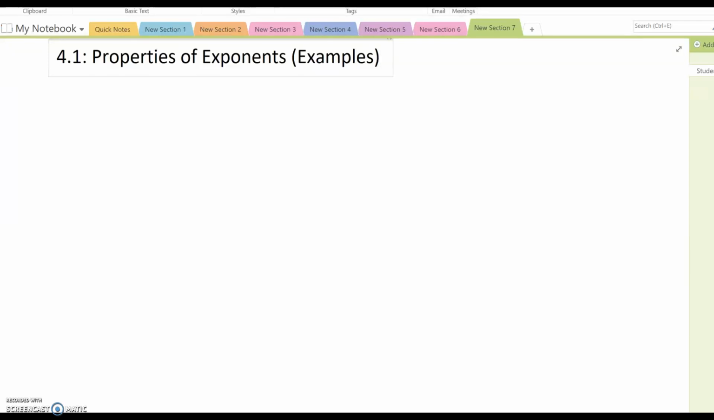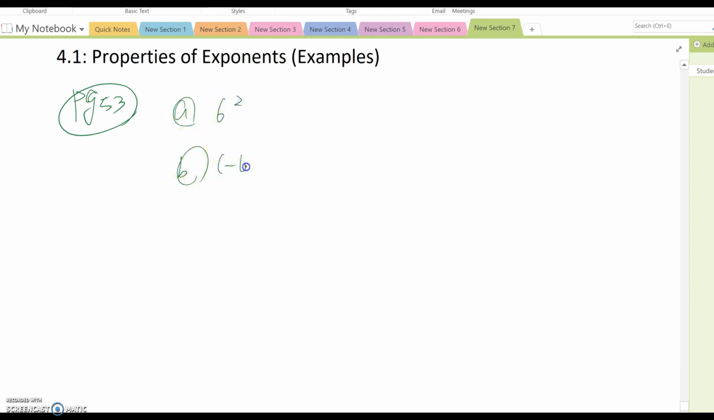Okay, so in this video we cover a few examples of the properties of exponents. So look at page 53. First of all, we want to talk about a, b, and c here. What's the difference between a, 6 squared, b, negative 6 squared, and c, negative 6 squared?